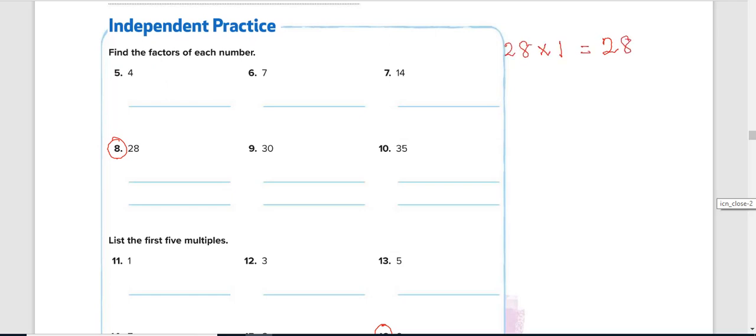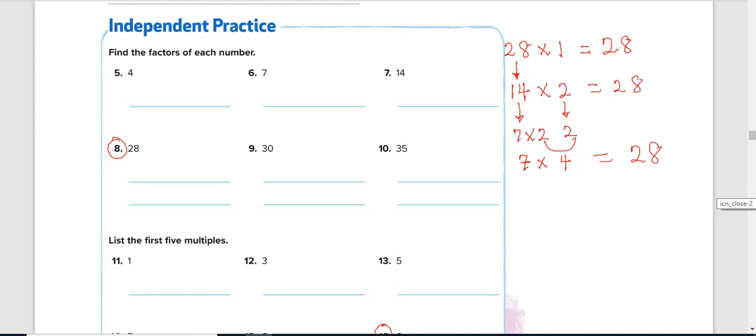28 times 1 will give you 28. Can I split it into 2? Yes, it's very possible, because 28 divided by 2 will give you 14. So that means 14 times 2 is also 28. I will ask myself again about 14. Can I split it into 2? Yes, because 7 times 2 will give me 14. If I bring this 2 down, that means 7 times 2 times 2, that is 4. So 7 times 4 will still give me 28. Can I divide 7 into 2 again? No. So we can stop here.